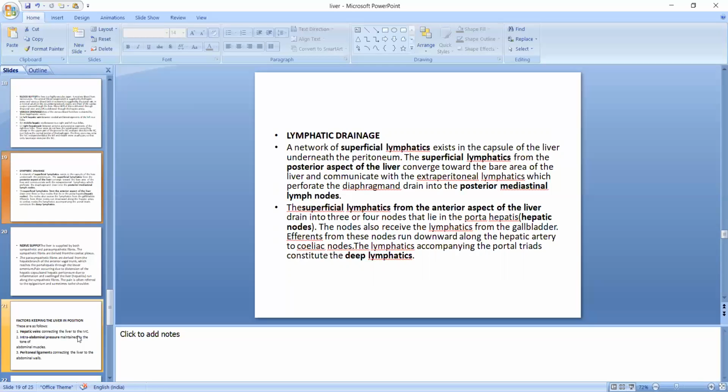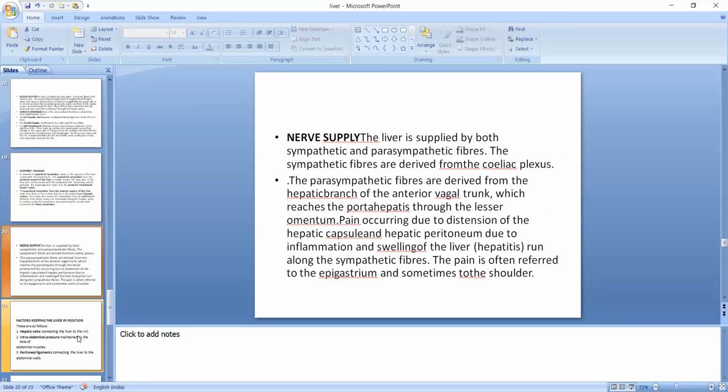The lymphatics accompanying the portal triad constitute the deep lymphatics. Nerve supply is by both sympathetic and parasympathetic fibers. Sympathetic fibers are derived from the celiac plexus, and the parasympathetic fibers from the hepatic branch of the anterior vagal trunk, which reaches the porta hepatis through the lesser omentum. Pain occurring due to distension of the hepatic capsule and hepatic peritoneum, from inflammation and swelling of the liver, runs along the sympathetic fibers. The pain is often referred to the epigastrium and sometimes to the shoulder.